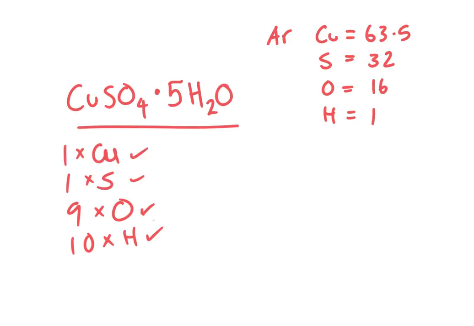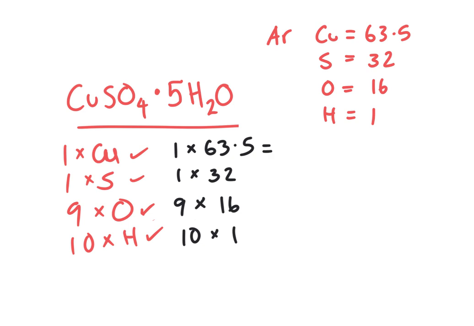Okay, so here in the top right-hand corner, I've looked up the ARs, the mass numbers of those atoms from the periodic table. For copper it's 63.5, sulfur is 32, oxygen is 16 and hydrogen is 1. So to work out the relative formula mass of this entire complicated compound, there is 1 copper, so there's 1 times 63.5. There is 1 sulfur. There's 9 oxygens in total. And there is 10 hydrogens.